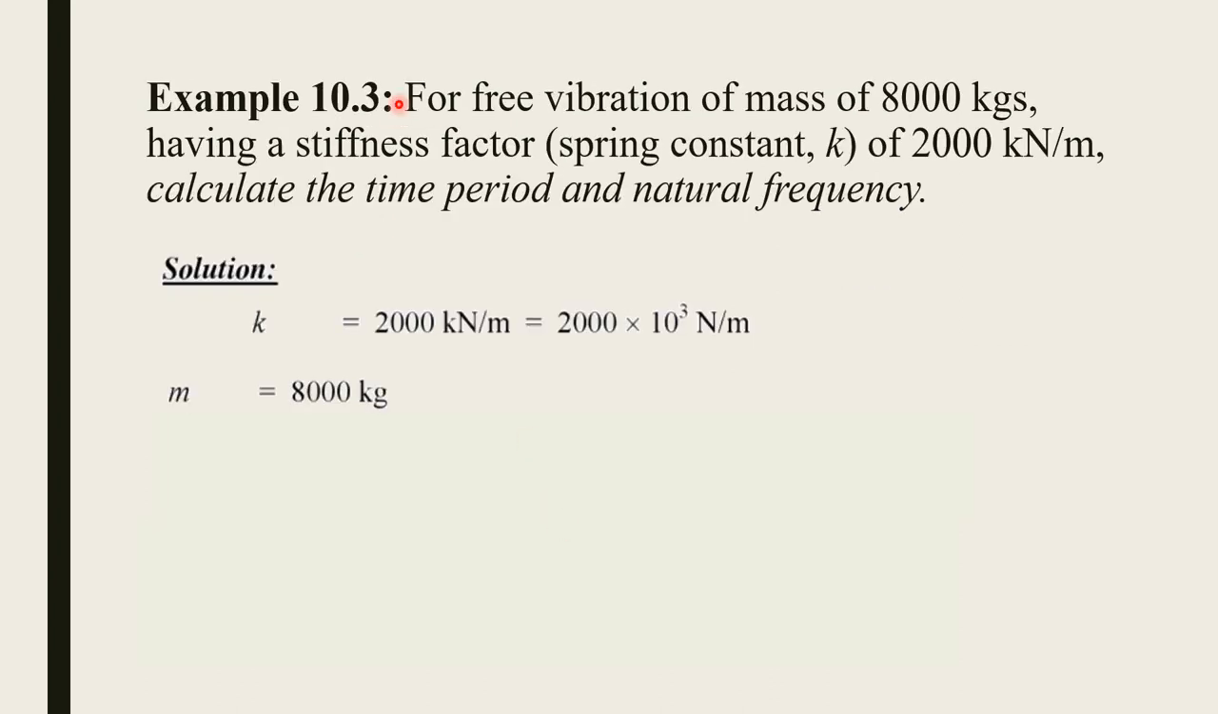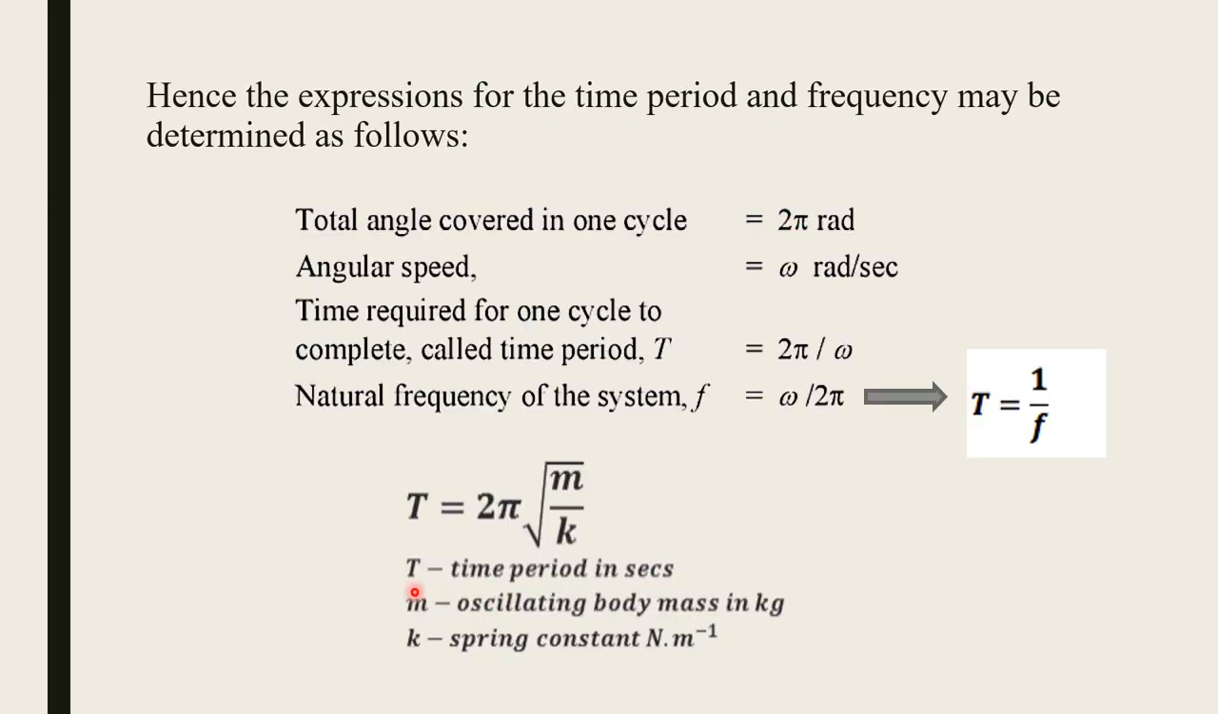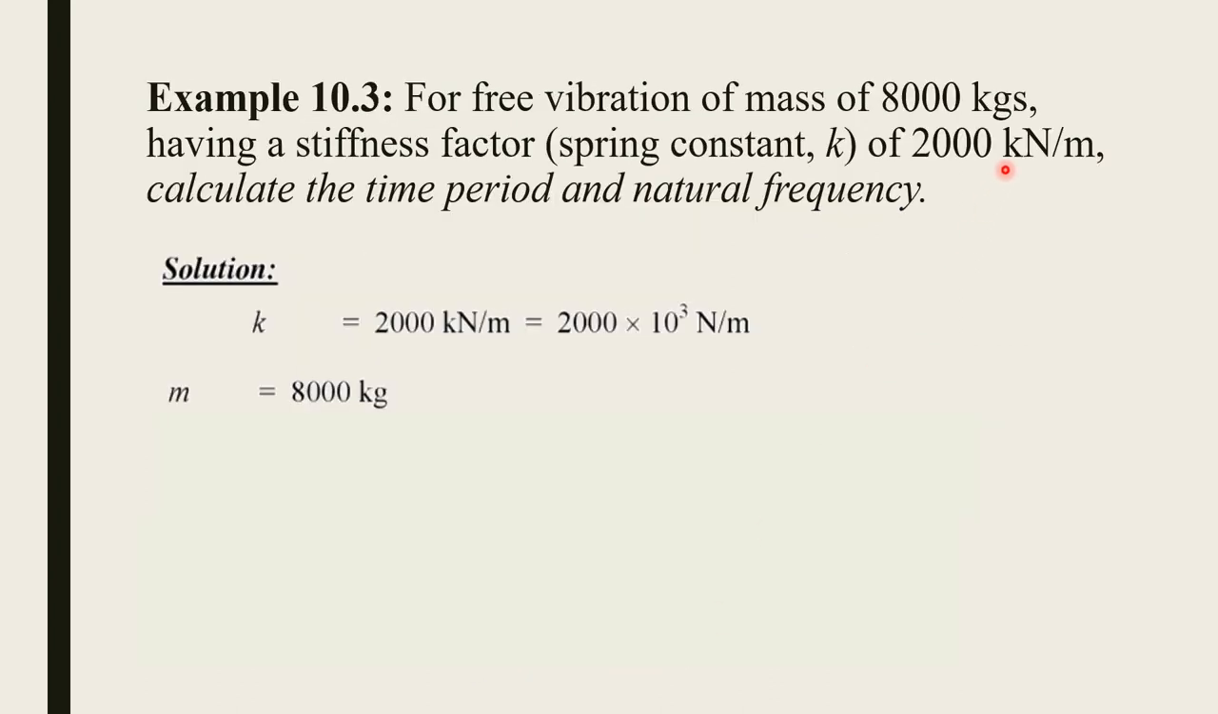Now example 10.3. For free vibration of a mass of 8000 kg having a stiffness factor, spring constant k, of 2000 kilonewton per meter, calculate the time period and natural frequency. Before doing the example, please remember that the time period T will come in seconds, m, the oscillating body mass, in kg, and k, the spring constant, must be in newton per meter. Here you can see that it is kilonewton per meter, so you have to multiply by 1000.